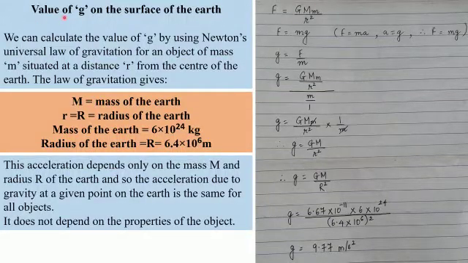Let us now find out the value of g on the surface of the earth. We can calculate the value of g by using Newton's universal law of gravitation for an object of mass small m, situated at a distance small r from the center of the earth. Now here we have used Newton's universal law of gravitation that we studied yesterday. F is equal to GMm upon r square.